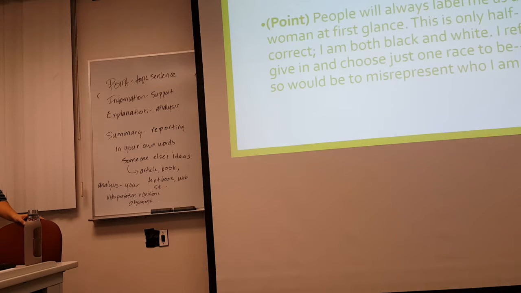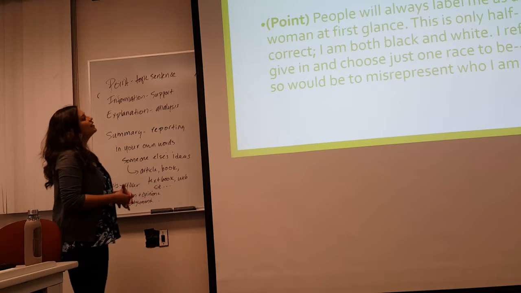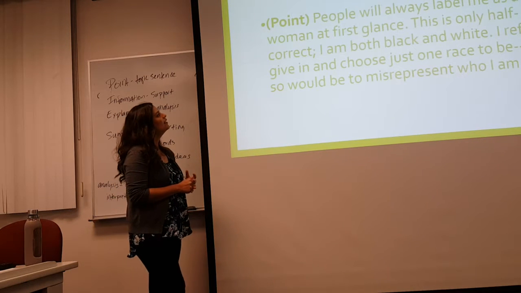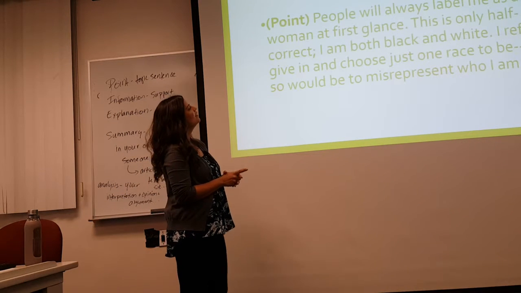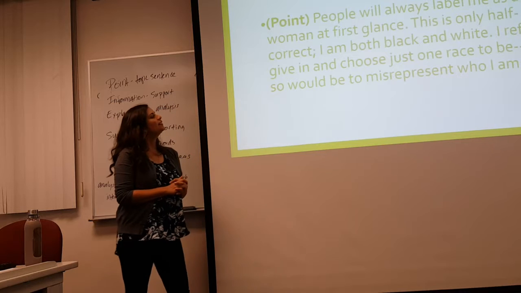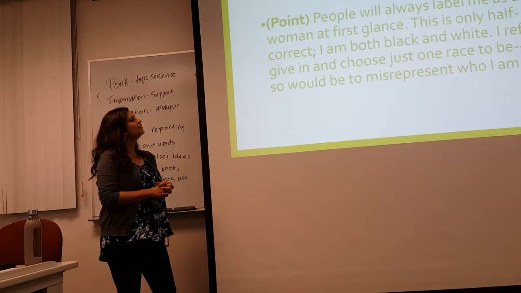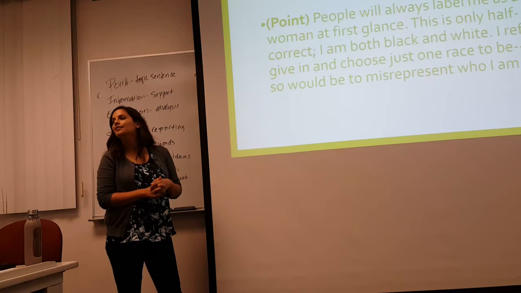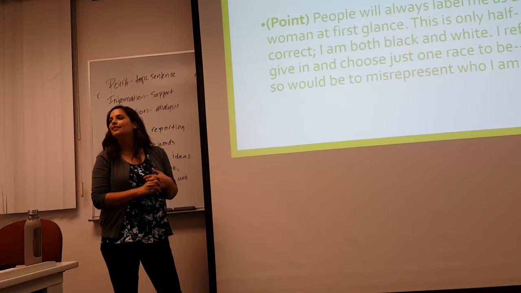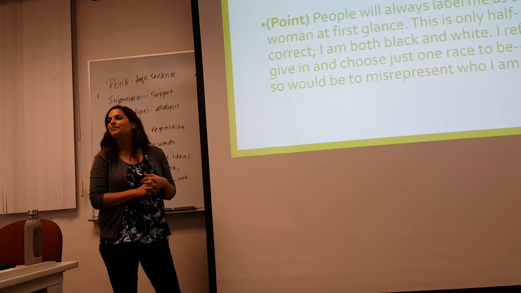Okay, so say that question one more time before I answer it. In other words, how can we tell that this is a point, even if it wasn't labeled there? How would we know? Because she starts out, "People always label me as a black woman at first glance." That's the point she's trying to make. She backs it up by saying this is only half correct, both black and white. And then the other part of it is just her own opinion, I guess.